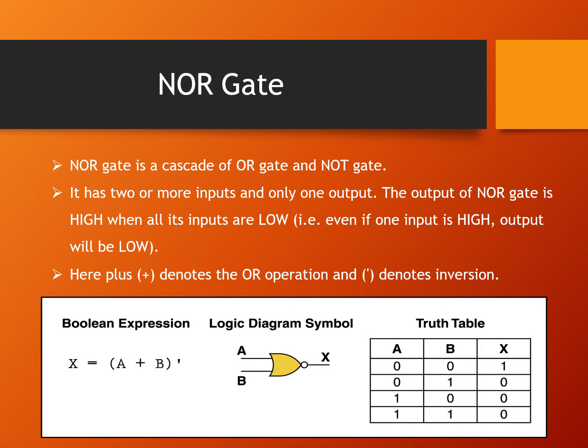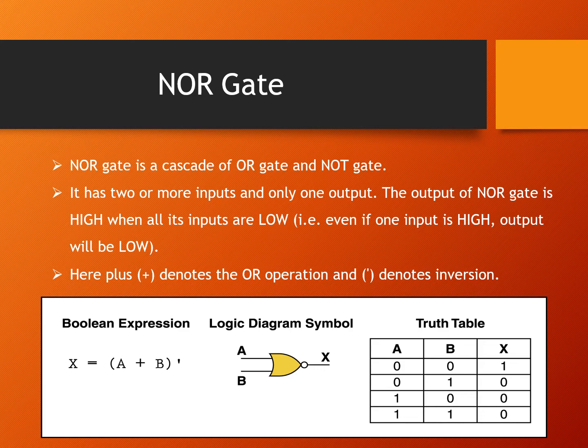NOR gate. NOR gate is a cascade of OR gate and NOT gate. It has two or more inputs and only one output. The output of NOR gate is high when all its inputs are low. That is, even if one input is high, the output will be low. Here plus denotes the OR operation and the prime denotes inversion.